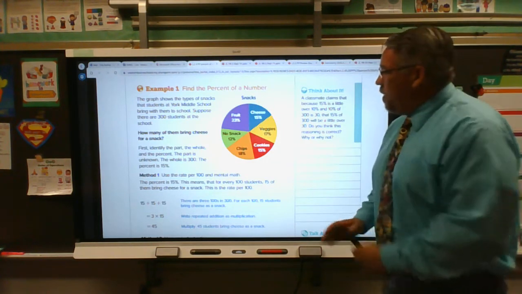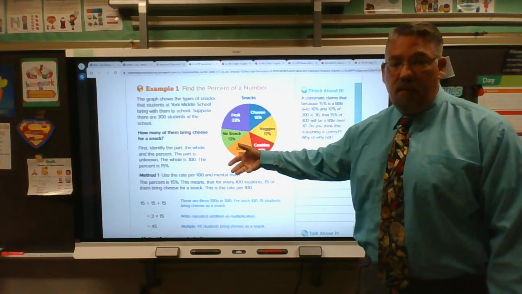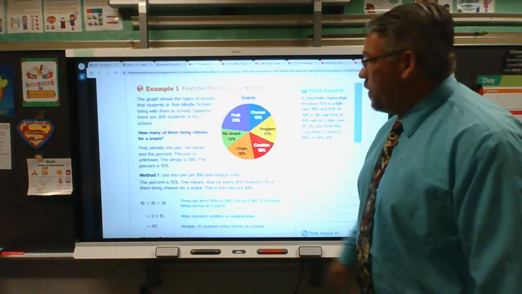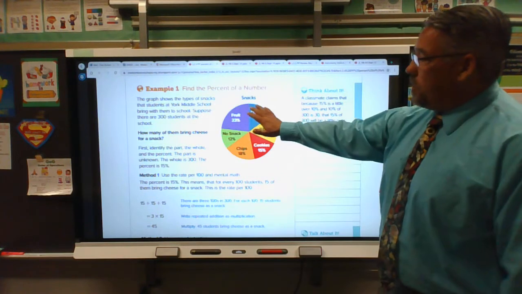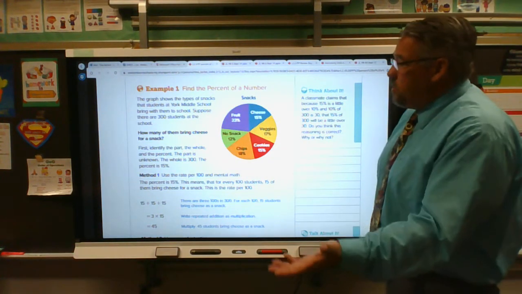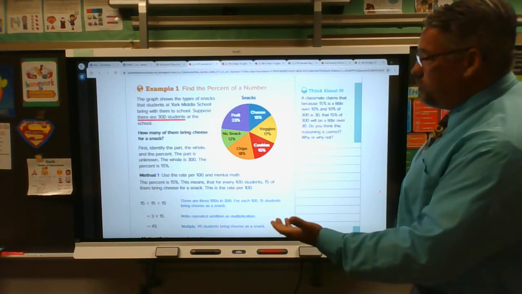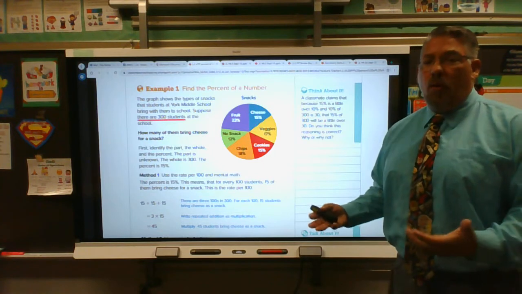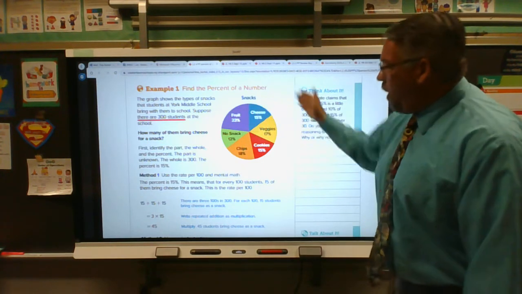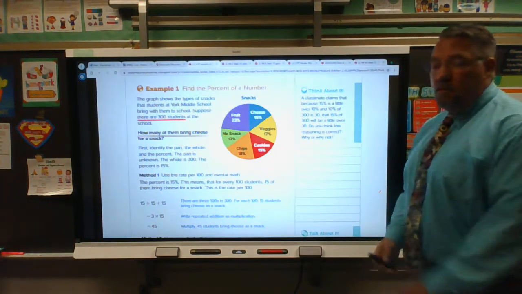So the first example, they give us this pie chart, and we have to be able to identify the information that it's given and use the information that's provided in the setup. It says the graph shows the types of snacks that students at York Middle School bring with them to school. Suppose there are 300 students at the school. All right, so I know there's 300 students. That's all my information that I really have at this part, other than I know we're talking about snacks, and here's a variety of snacks. The question, how many of them bring cheese?